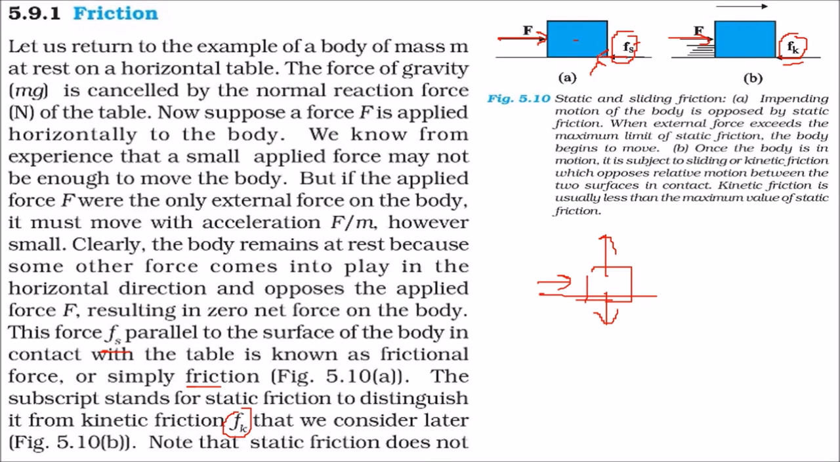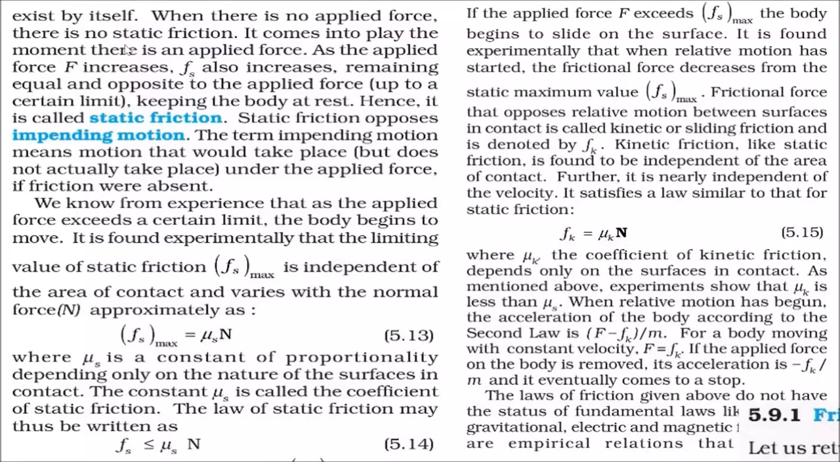So these are the impending motion of the body, which is opposed by the static friction. And when the external force exceeds the maximum limit of static friction, the body begins to move. Once the body is in motion, it is subjected to sliding or kinetic friction, Fk, which again opposes the movement. And this kinetic friction Fk is generally less than Fs. As you see here, with Fs you are applying force but it is not moving. When you apply more force, it has started moving, and now Fk becomes less than Fs generally.